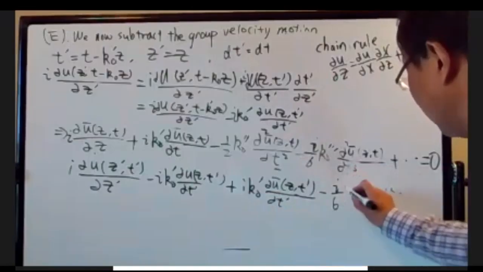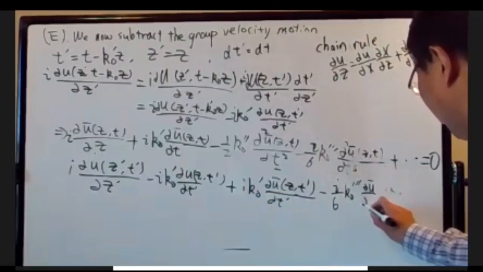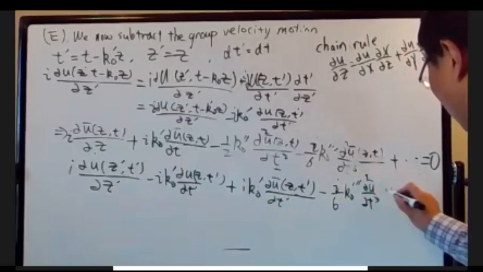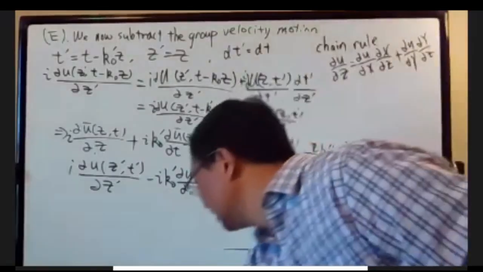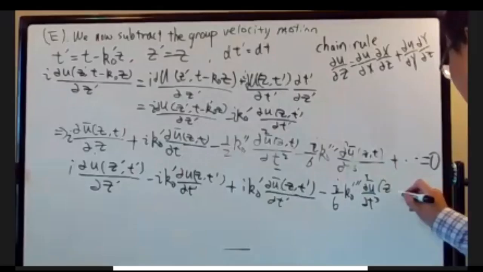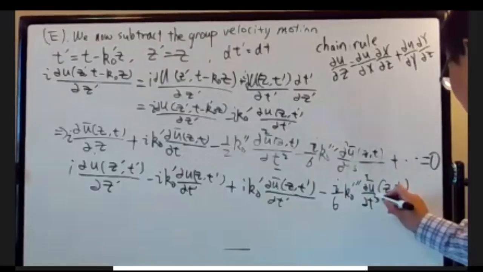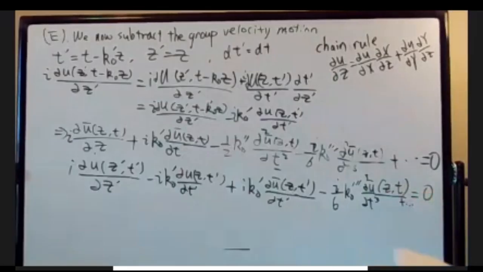Negative i over 6 k naught triple prime, partial u bar, partial t cubed, and then z, let me write it more clearly, t equals 0, plus all the remaining terms, right?